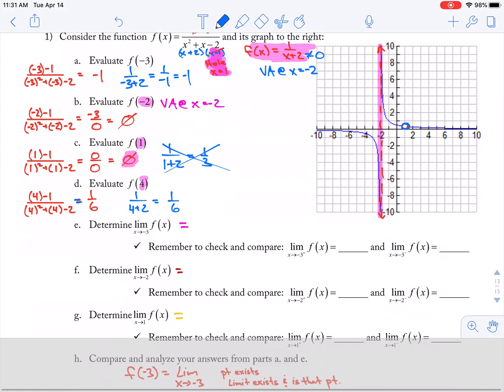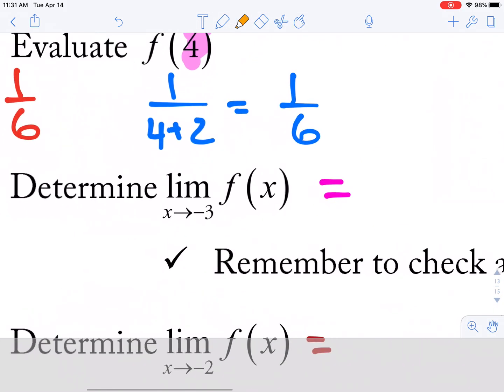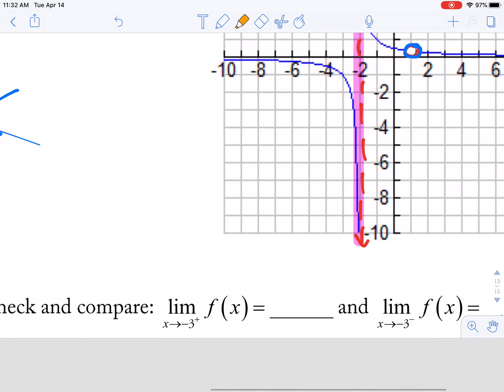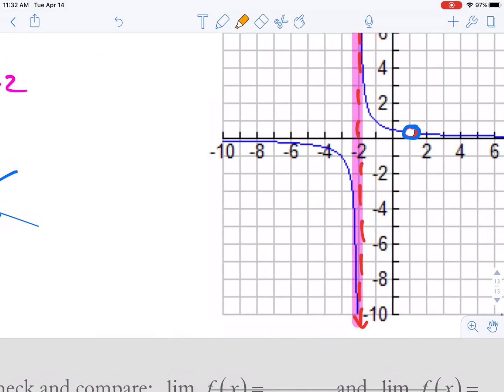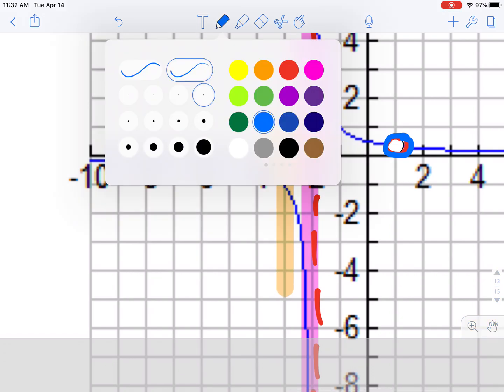All right, so if we want to determine limits, remember, this is a two-sided limit. So the limit of f of x as x approaches -3. As we approach -3, if we look over here, -3 is right here. So we don't have a problem here. There are no asymptotes, no holes, no jumps. So we should be fine.